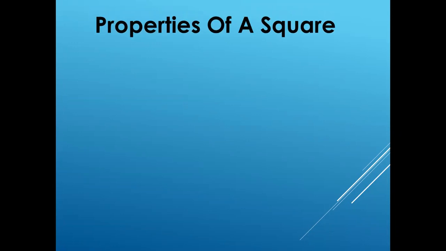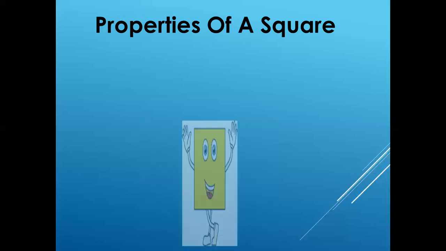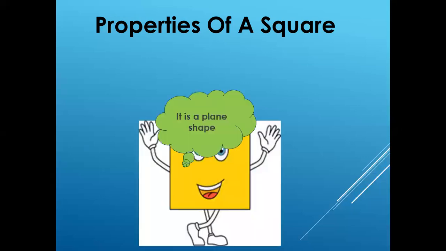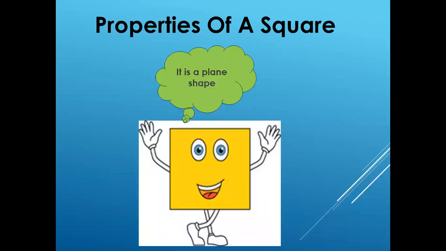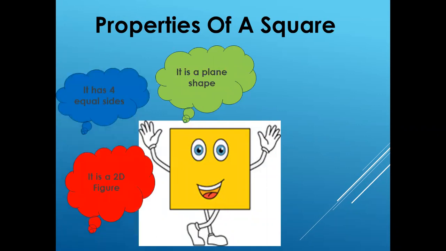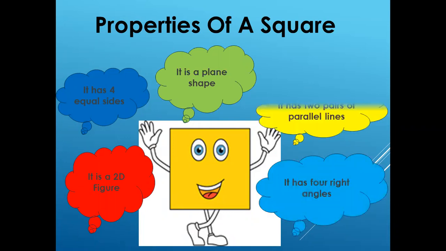Properties of a square. A square is a quadrilateral. It is a plane shape having 4 equal sides. It is also called a 2D shape. What does 2D stand for? Yes, 2D stands for 2 dimensions. It has 4 right angles and 2 pairs of parallel lines.